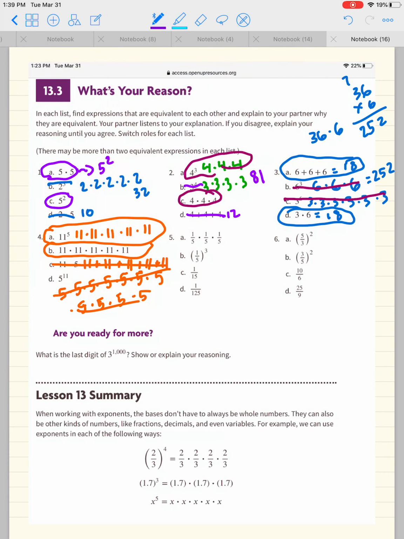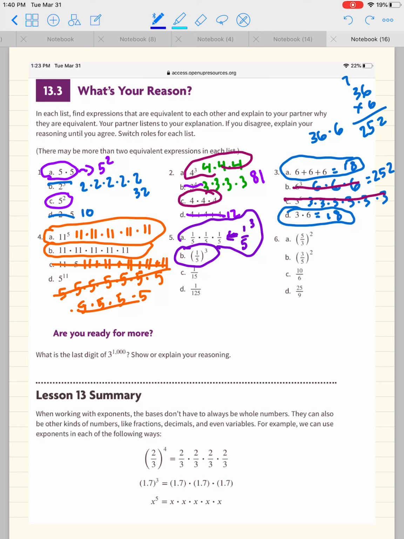Okay, don't let the fractions scare you. Let's check it out. This right here, A, is 1/5 times itself 3 times, which can be rewritten as 1/5 to the 3rd power. I see that down here. The parentheses are just so that you don't get confused between the fraction and the exponent.